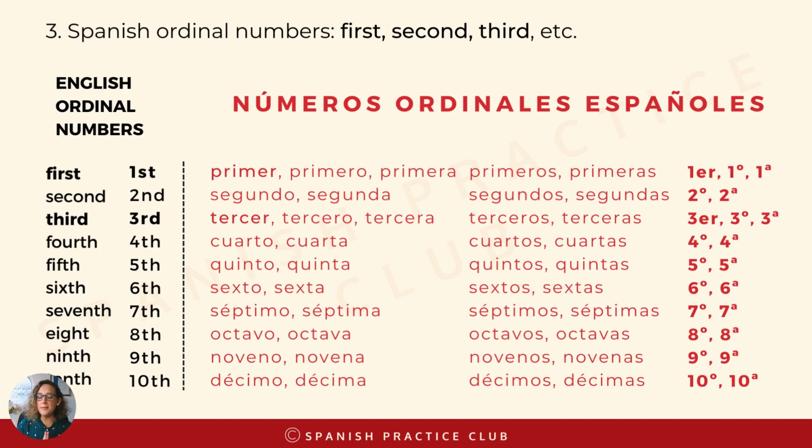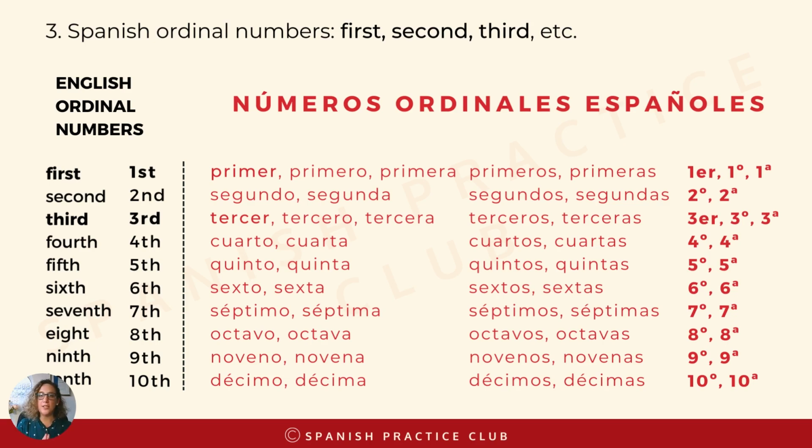We've got primer, primero, primera. For singular masculine, we've got 2 words, primer and primero, and then for singular feminine, primera. And then we've got the plurals, so we just add the S. Primeros, primeras. For second, segundo, segunda. Third, tercer, tercero, tercera. Again, for number third, we've got 2 words for the singular masculine, tercer and tercero.